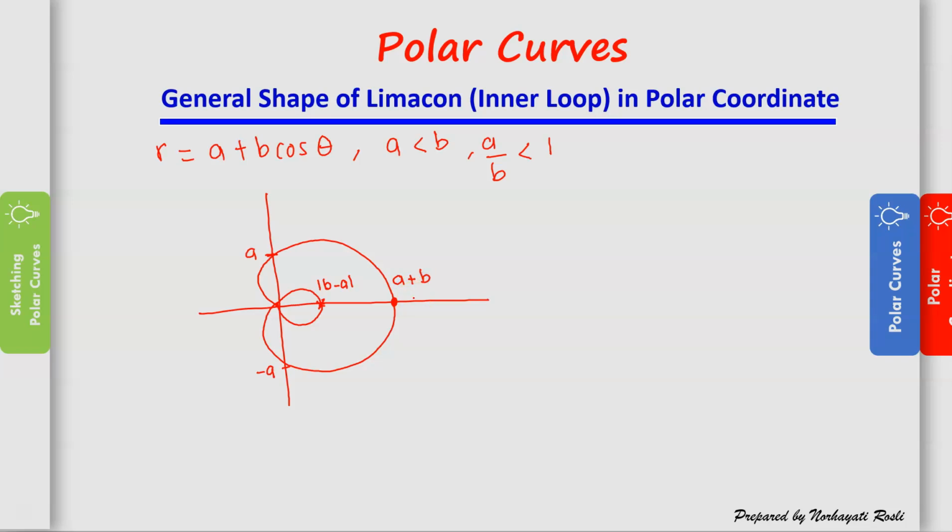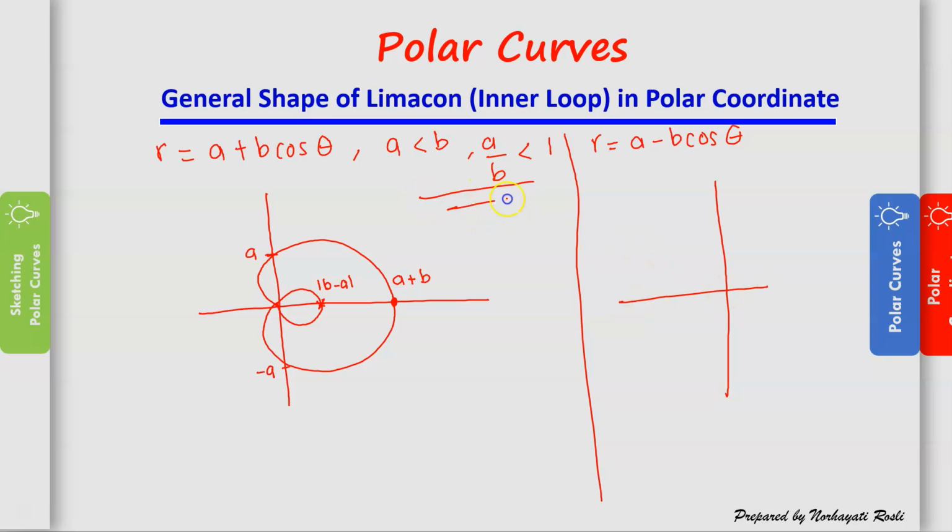So if you want to plot it, you need to base it on the values of a and b. And then, let's say we have r equal to a minus b cos theta. In this case, again, we have the same condition. It means that we will have an inner loop Limacon, which is given by this kind of shape. But here it is positive a, this value will be negative a, at this point is the absolute value of b minus a, and at this point is a plus b.